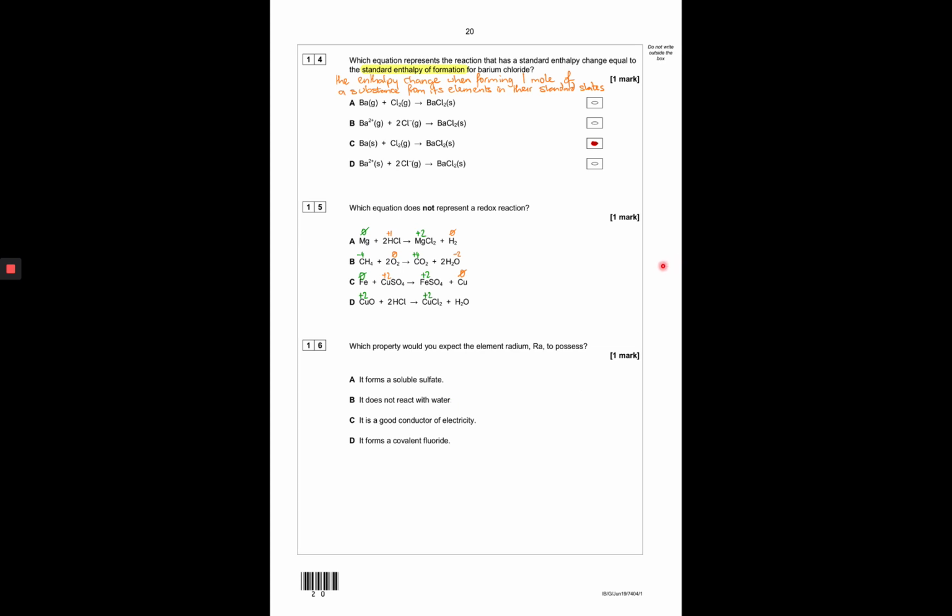And if we look at D, there's no change. So D does not represent a redox reaction. Everything is the same oxidation state on both sides.